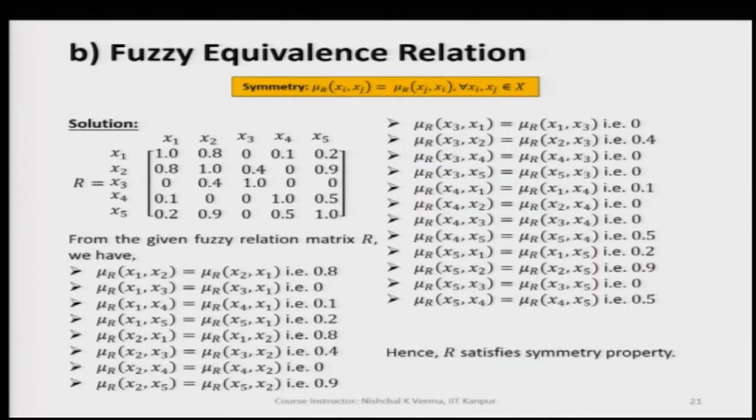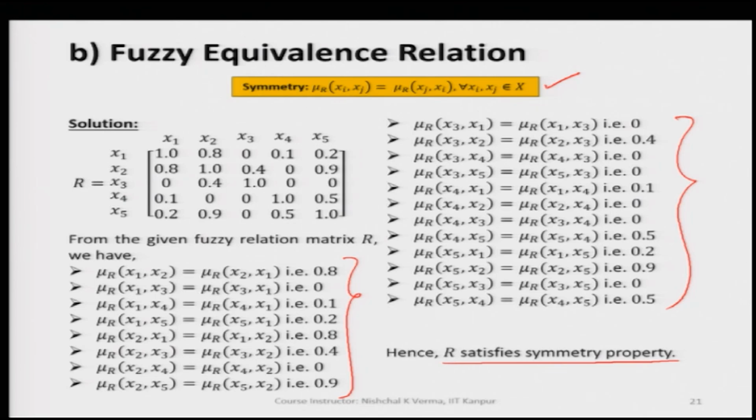Now, let us check for the symmetry property. Symmetry says that mu R of x_i x_j should be equal to mu R x_j x_i for every x_i, x_j belonging to capital X. So, when we have checked for this here, we see that this condition is also satisfied for the fuzzy relation set that has been given to us, and this way we can say that R is satisfying the symmetry property.